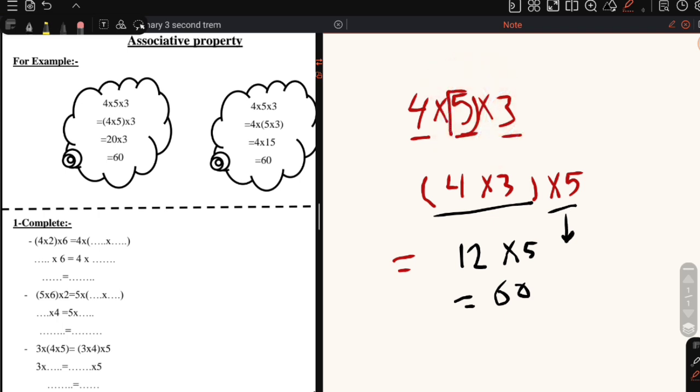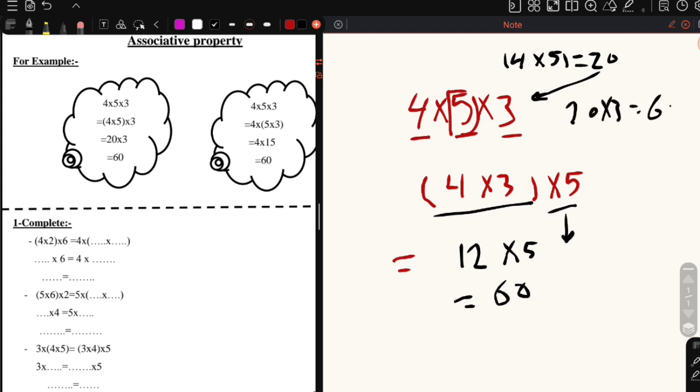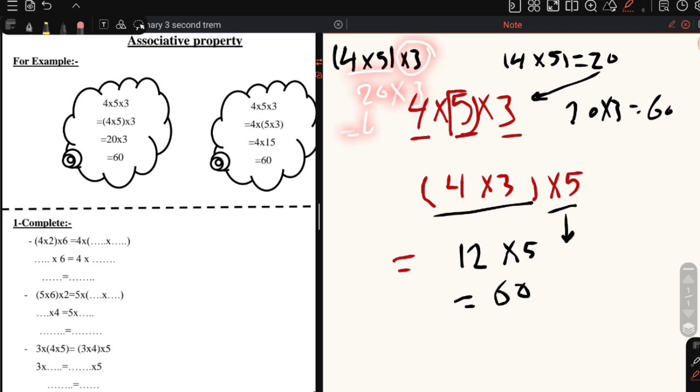Let's try another one. If I have here 4 times 5 equals what? Equals 20. And the result from this, I will multiply the result by 3. The left, 20 times 3 equals 60. I write all this like 4 times 5 and inside the parentheses times what? Times 3. So 4 times 5 will be 20 times the left 3. 3 times 20 equals 60. So this is the associative property.